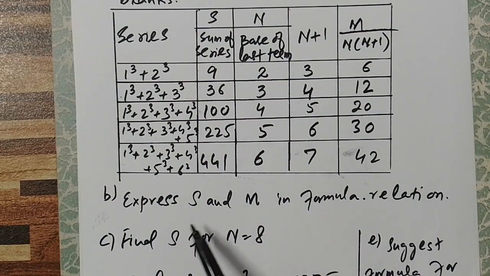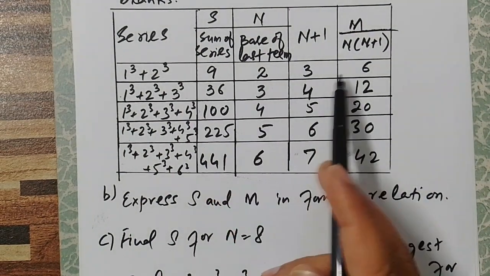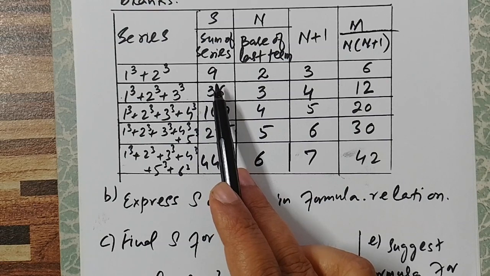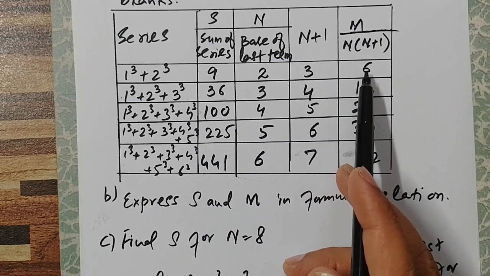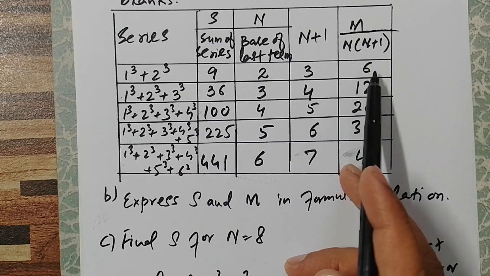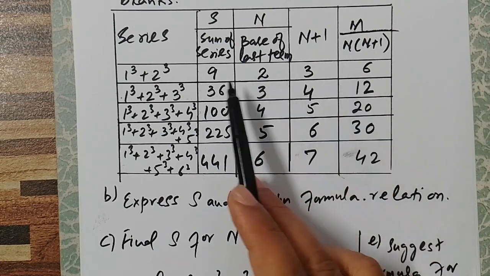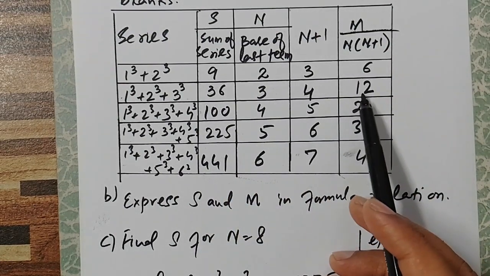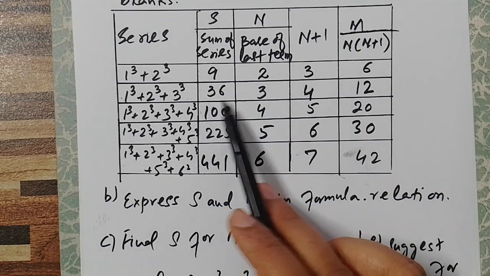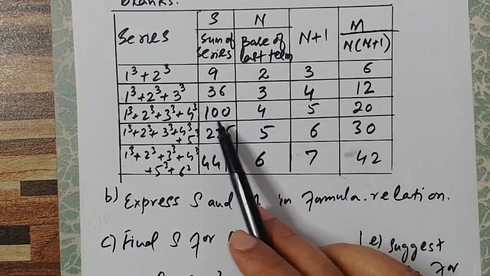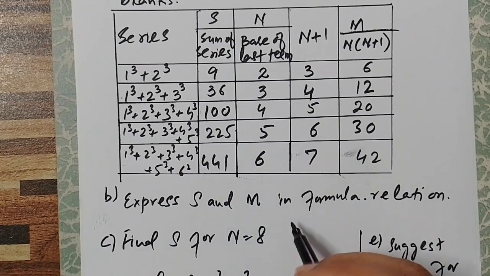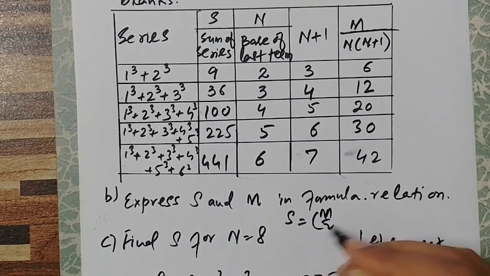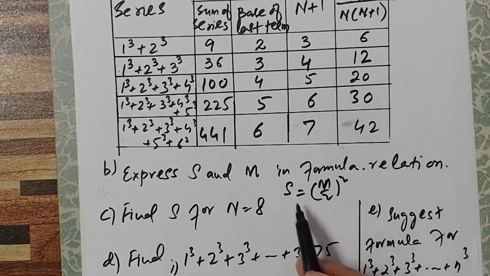Next question is express the relationship between S and M. This 9 and 6, 36 and 12, 100 and 20, we can see that if I take the square root of 9, that is 3, and if that is doubled, we get 6. Or in other words, if 6 is halved and then we take the square, the half of 6 is 3 and the square of 3 is 9. Similarly, the half of 12 is 6 and the square of 6 is 36. Half of 20 is 10 and the square of 10 is 100. So we can get S by making M half, M by 2, and then by taking its square. So this can be the relationship between S and M.